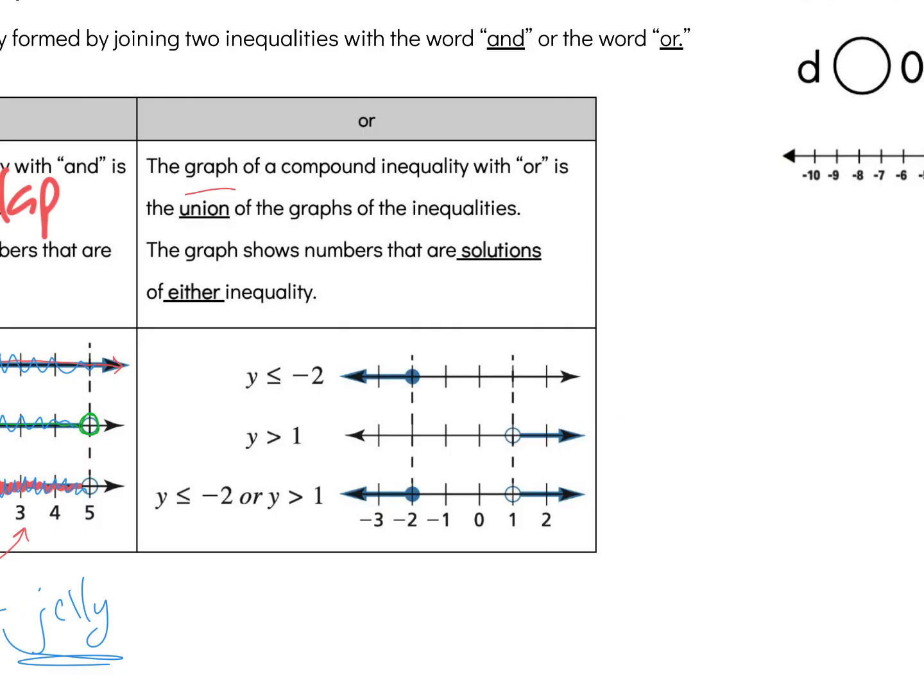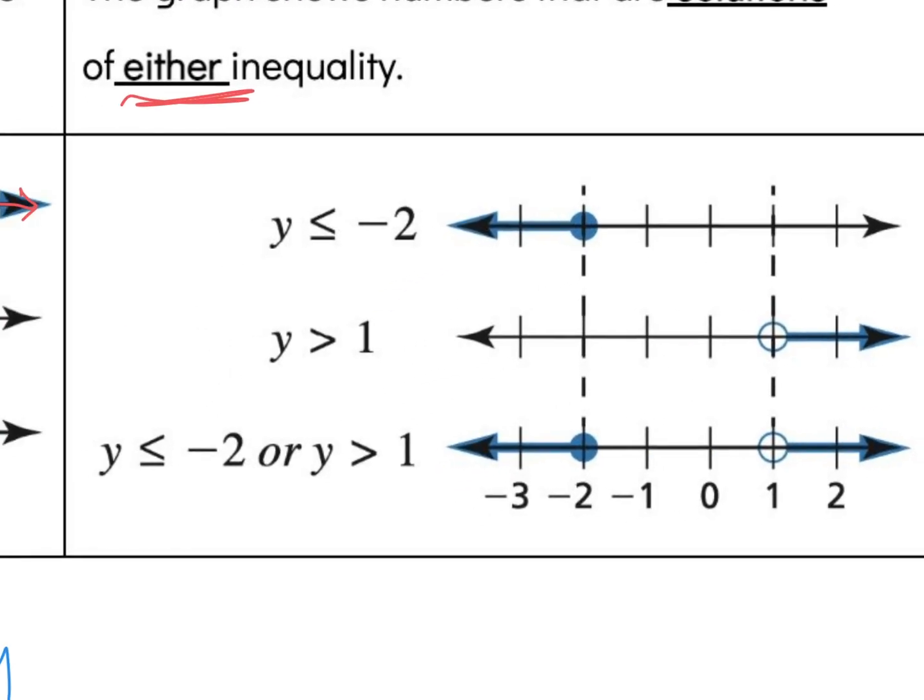An "or" is the union of the graphs of inequalities. And when I think of a union, it's like two people getting married, there's a union, whatever. It's basically going to be both answers. And actually, they say either answer right here. So let's dive into that.